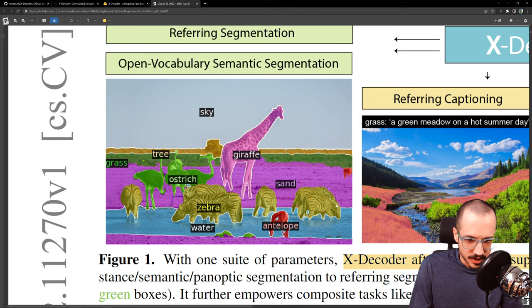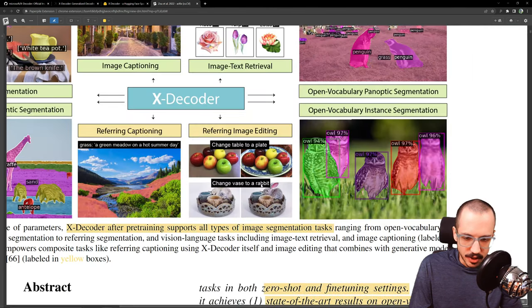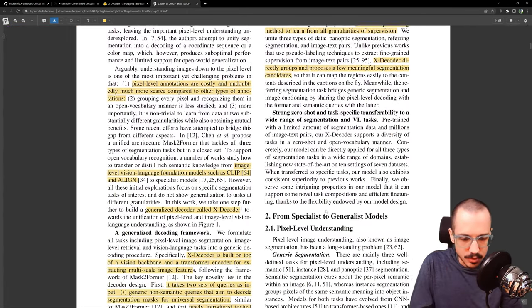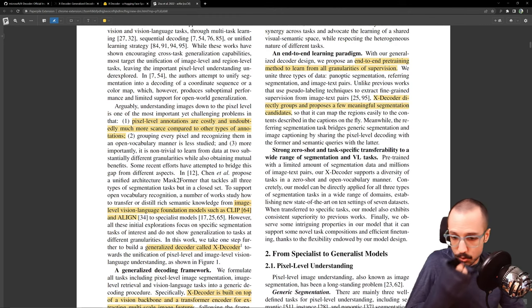Like segmenting out these two zebras as two separate objects has always been very difficult. And I don't know if they're necessarily trying to solve that problem, because then you'd have to do more tricky stuff and they're more interested in solving a general version of this problem.